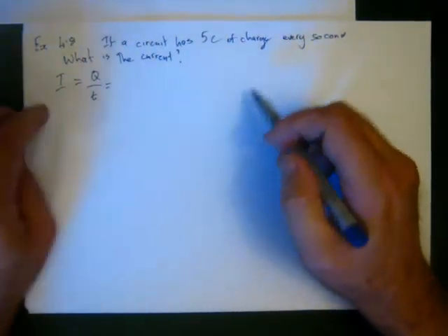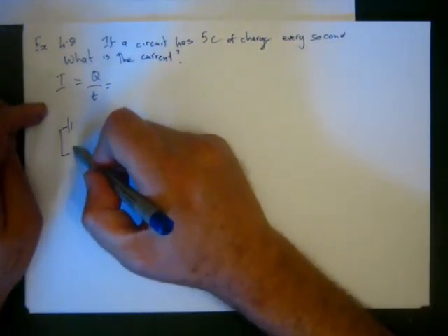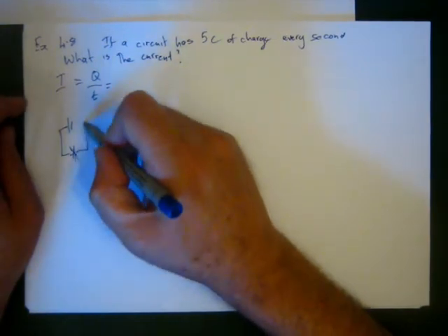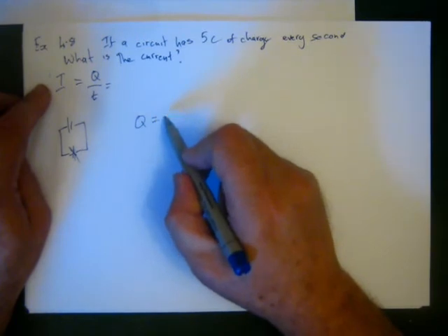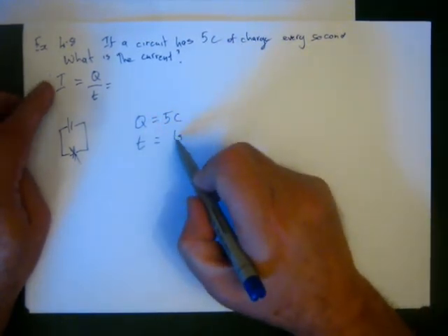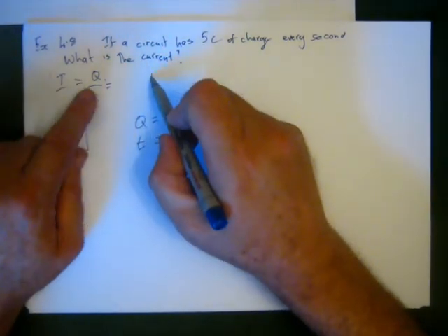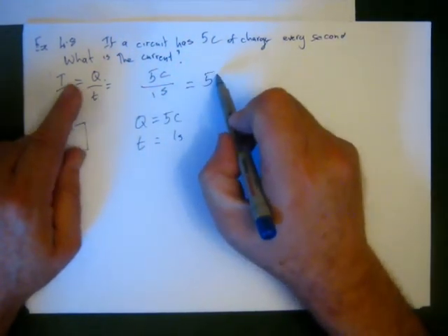We have our battery. It goes around, comes up here. What do we know? Charge equals 5 coulombs. Time equals 1 second. So the current's going to equal 5 coulombs over 1 second, which equals 5 amps.